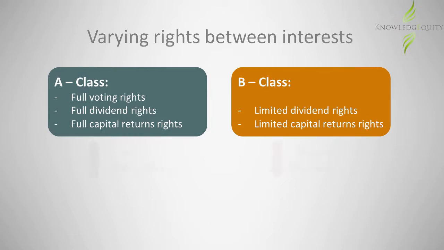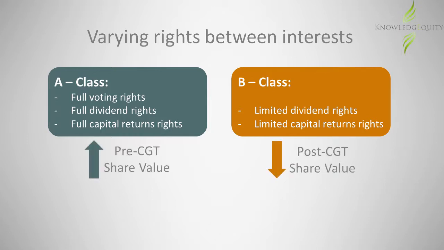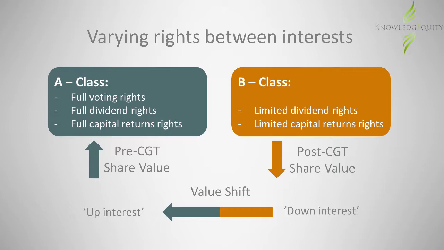This scheme decreases the value of the post-CGT B class shares and increases the value of the pre-CGT A class shares. In other words, Henry has caused a value shift from the post-CGT B class shares, referred to as a down interest, to the pre-CGT A class shares, referred to as an up interest. In the absence of any anti-avoidance provision or adjustment, Henry could sell his pre-CGT A class shares completely free from CGT and enjoy a reduced capital gain, or perhaps a capital loss, on the post-CGT B class shares.